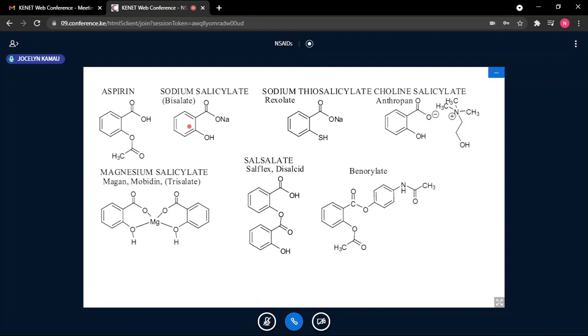So that is aspirin. Sodium salicylate, you can see the same. The difference is that the carboxylic acid has been reacted with a base. So this is sodium salicylate. When you remove the sodium, this is actually the structure of salicylic acid. Then the next one is sodium thiosalicylate. The only difference is that the hydroxyl group of salicylic acid has been replaced with an SH.